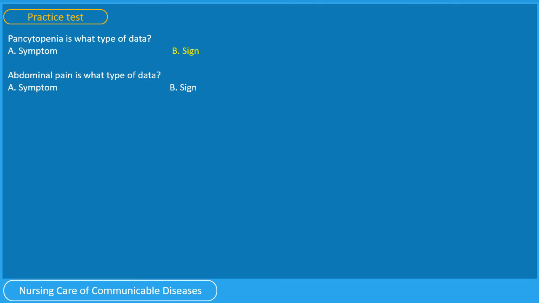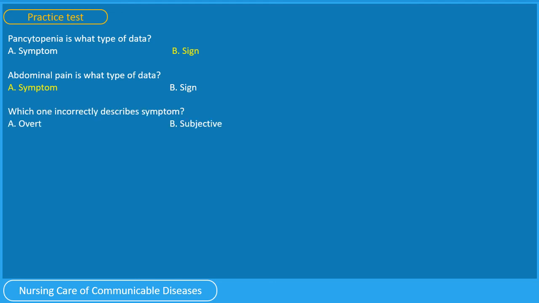Abdominal pain is what type of data? Is it A, symptom? Is it B, sign? You have 5 seconds. Since pain can only be verified by the patient, this is a symptom.